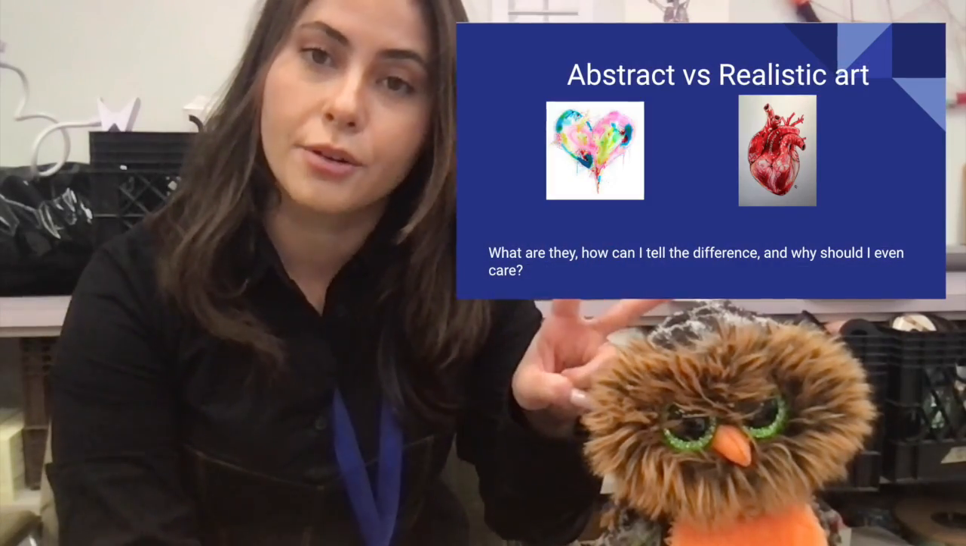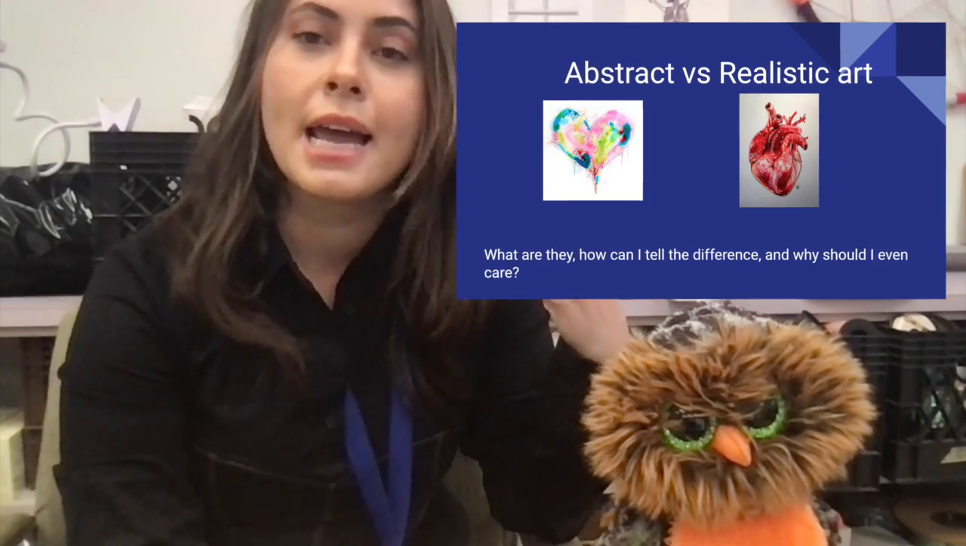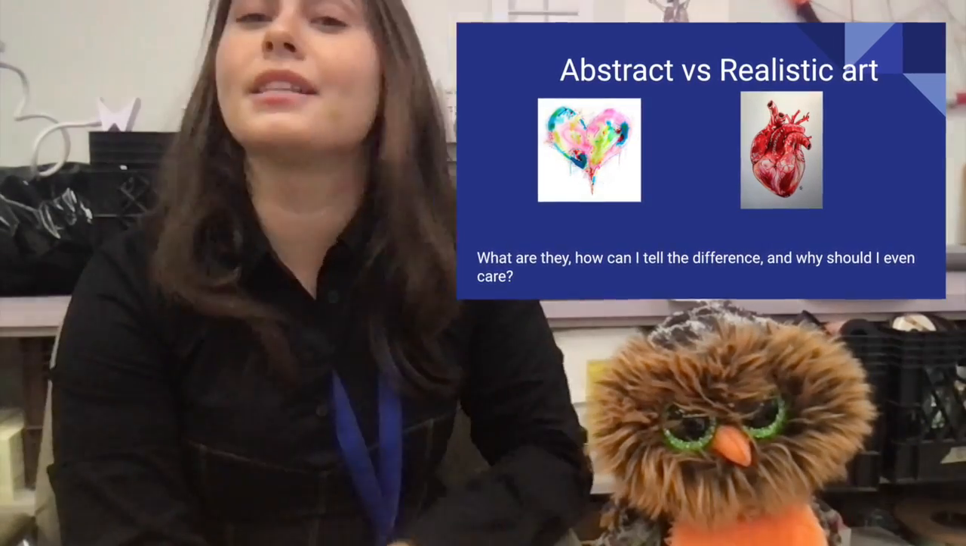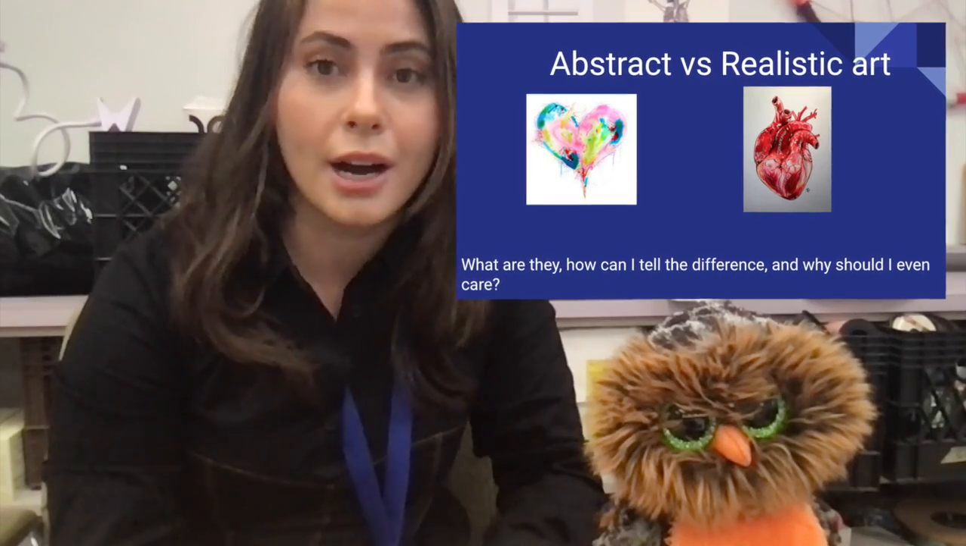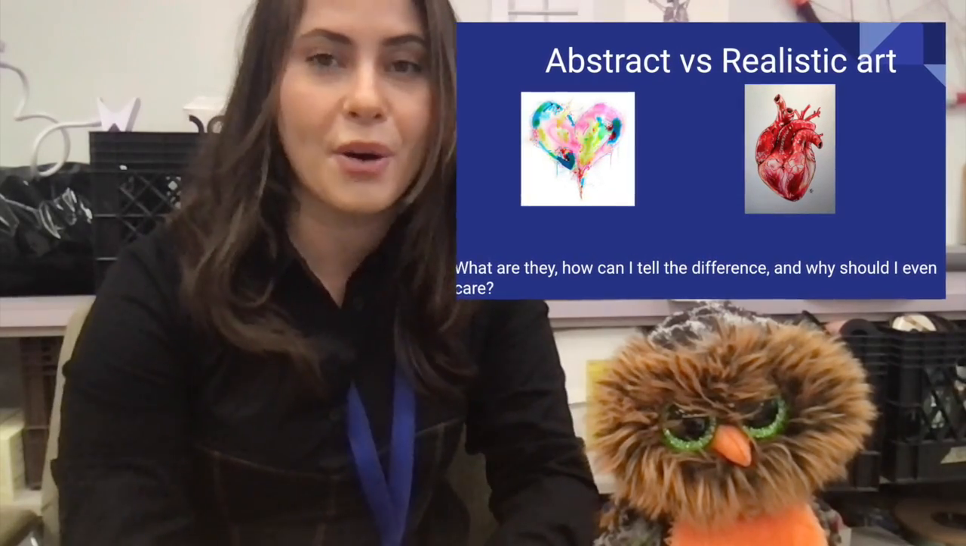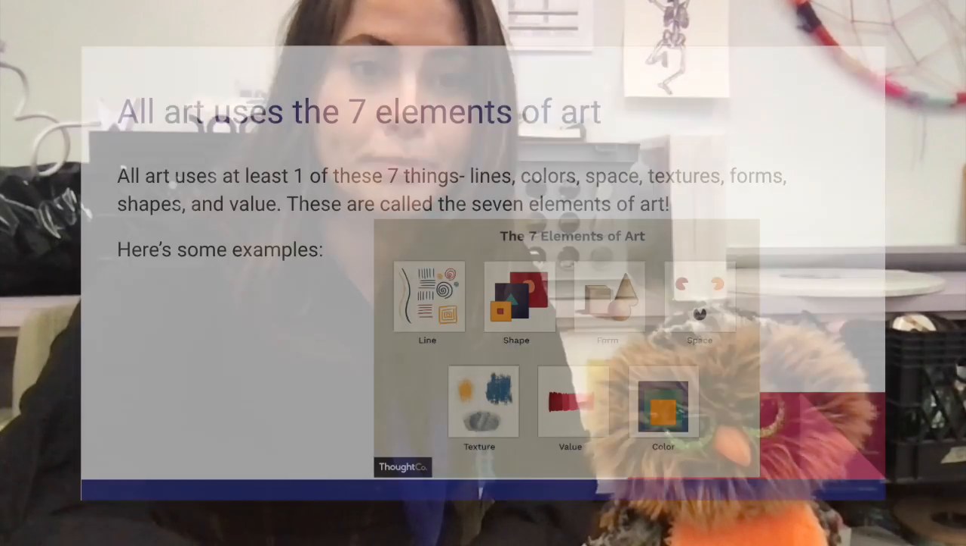Hi, everybody. So today we're going to talk about abstract and realistic art. The reason why we're going to start with this is because all art falls under those two categories of abstract art and realistic art. And it's important to know the difference between the two so that we know what kind of art we're making and what kind of art we ourselves really like. So let's get into it.